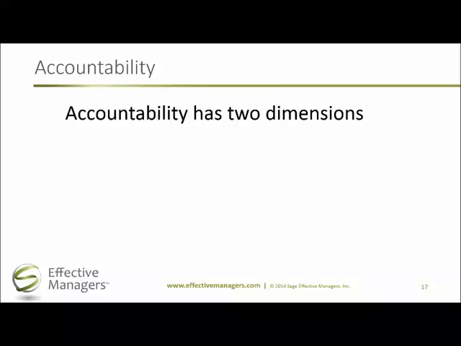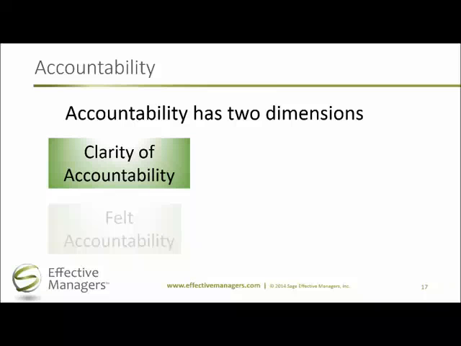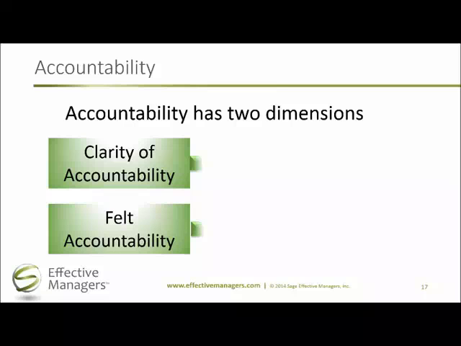And the breakthrough finding here, and this is the key point of the whole presentation today, is that accountability has two different dimensions, and this hasn't been well understood up until now. The first is a dimension called clarity of accountability: how clear am I about those things for which I am accountable, those things for which I can be called to account? And the second dimension is felt accountability: how obligated do I feel? How much do I carry that accountability?